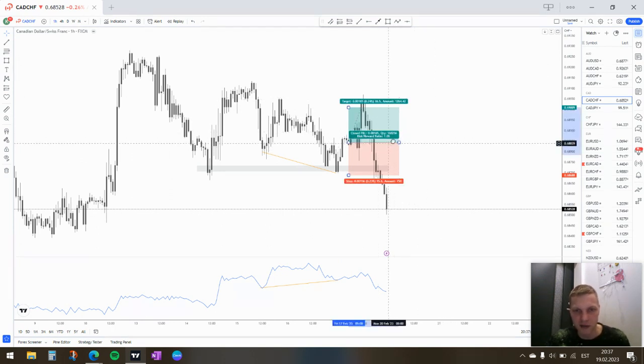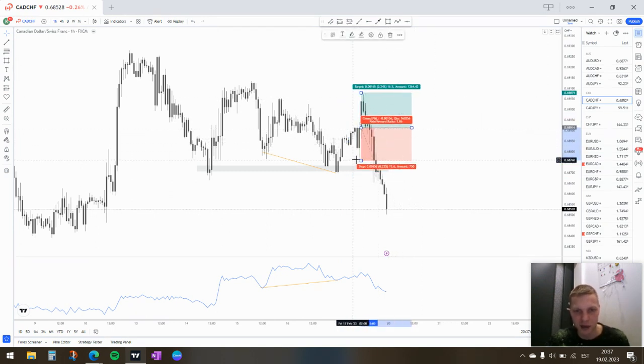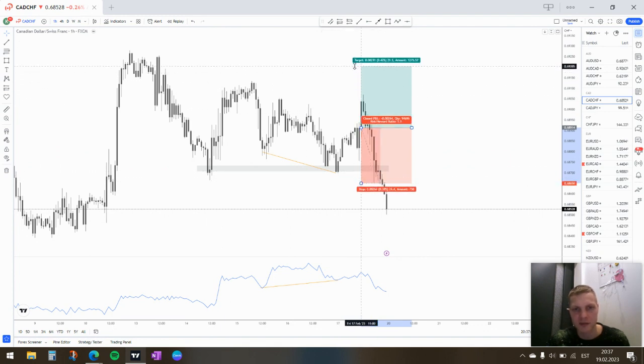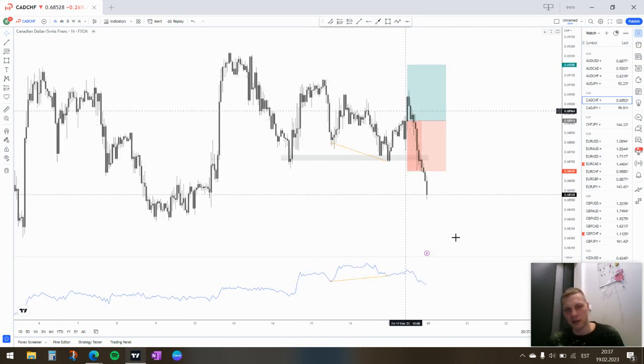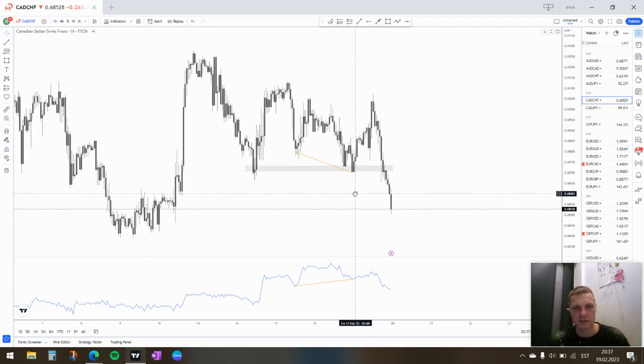But I got in up here. I got a late entry. I placed my stop something like this. So this was my trade, and I got stopped out. But the setup was good. I just got a late entry, and so vice versa, right?